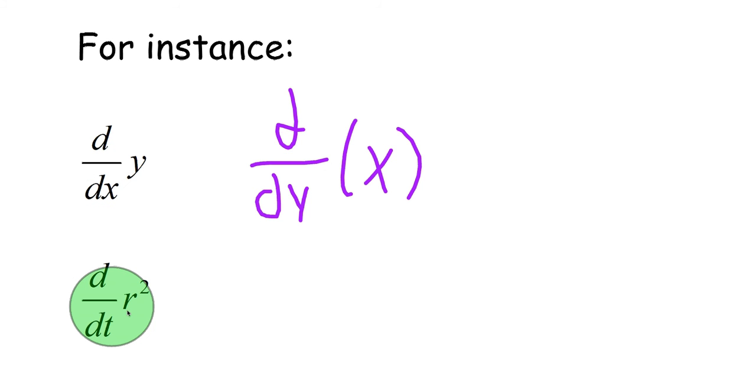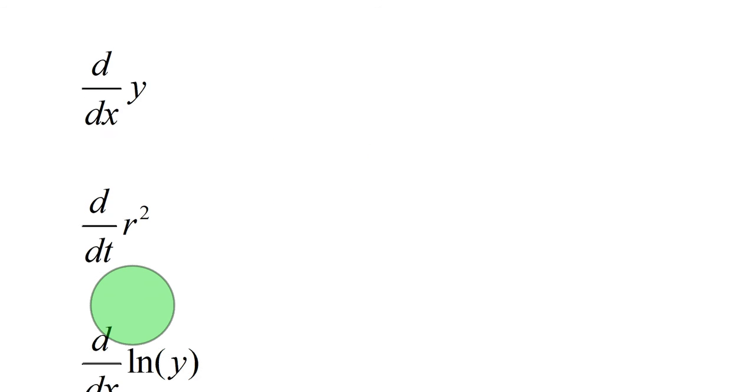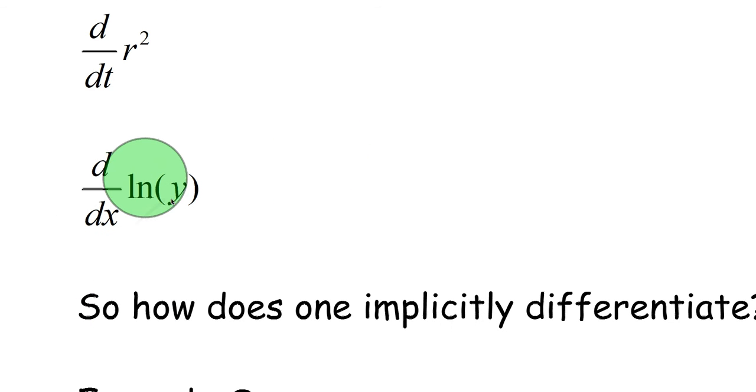Next, we have d dt of r squared. Well, you can see down here at the bottom, we're taking the derivative with respect to t. However, our variable is r squared. That's called implicit differentiation. Finally, we have d dx of natural log of y. Taking the derivative with respect to x, however, the function is in terms of y.